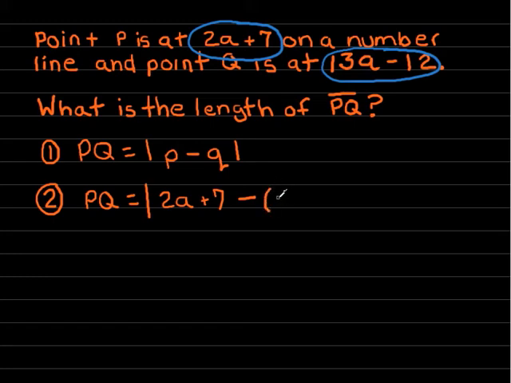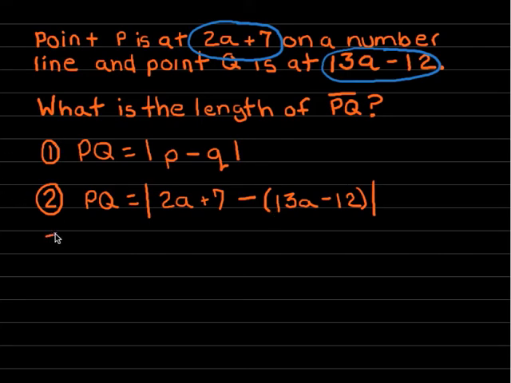I'm going to put that whole thing in parentheses. And there's a good reason for doing that. Let me write it down here first. 13a minus 12. Absolute value symbol. The reason I need to put those parentheses around there is because I'm subtracting Q. And Q is made up of these 2 terms, so I have to subtract 13a, and I have to subtract negative 12. So let's do some simplifying.